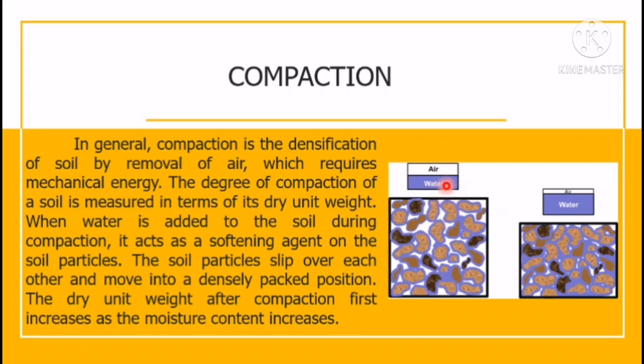So, kapag dinagdagan natin yung lupa ng tubig, mas nagiging compacted yung ating lupa. Mas madali siyang i-compact kasi mas nagdadikit yung particles ng ating soil. So, kaya pag dinagdagan natin ng water yung isang soil mass, mas madali siyang i-compact, and ganito yung nagiging results. So, pag mas madaming tubig, mas makakompact siya, and nababawasan yung void spaces natin na ino-occupy ng air.